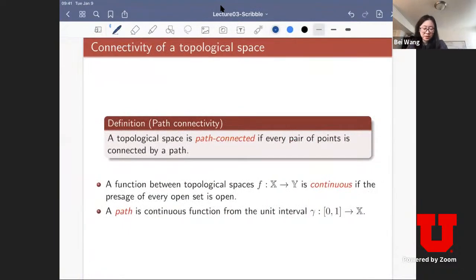So let me finish today's lecture by describing the connectedness of a topological space. We talked about connectedness for a graph. Now we need to talk about path connectedness for a topological space. A topological space is path connected if every pair of points is connected by a path. So again, thinking about my open disk, this is connected if any 2 points in the space are connected by some path. I can travel from one point to another.